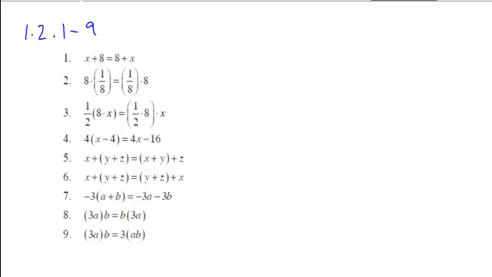For problems 1 through 9, you're looking to identify the property illustrated. So in this first case, you have the sum of terms and the order is switched. Switching in order represents commutative property. And the operation is addition.